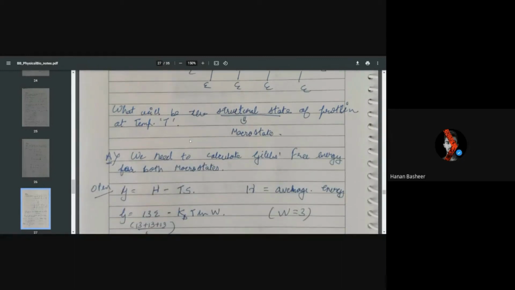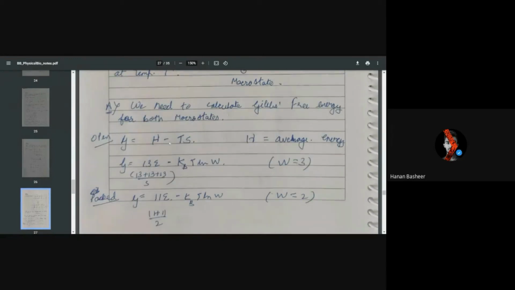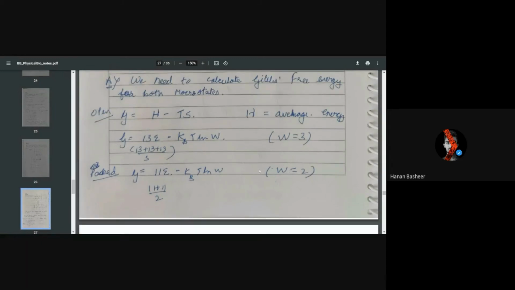Then what will be the structural state of the protein at temperature T? So we will plug these values into the equation G equal to H minus TS. H for the first state is 13E minus KBT ln 3, where W is 3 because we saw that there were 3 microstates. Similarly, there were 2 microstates in case 2.